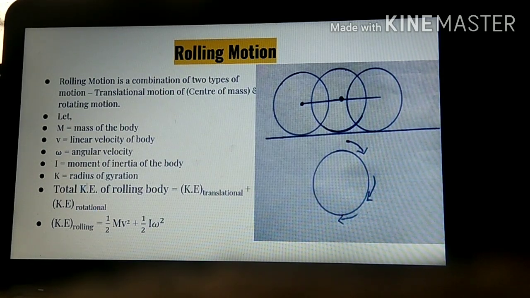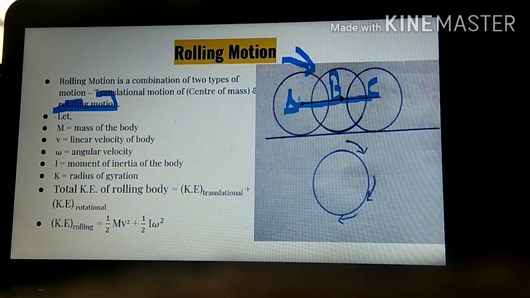No, it consists of both motions, translational motion as well as rotational motion. You can see whenever this object is moving, previously, take for example, this is the position A, after some time this is position B, and this is the position C. You can see this object is always moving in a straight line. The particle over here, which is at the center of mass, is moving in a straight line only.